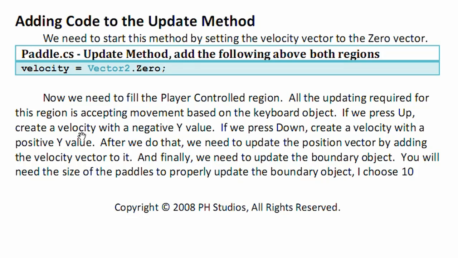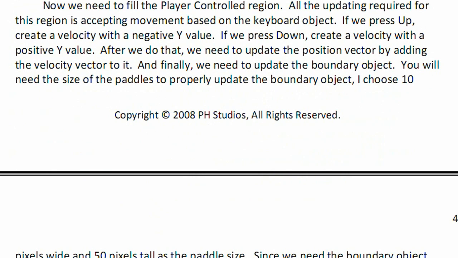And finally, we need to update the boundary objects according to the position and the size of our paddle, which I chose 10 pixels by 50 pixels, 10 pixels wide by 50 pixels tall. Now, since we update the position inside the regions, we need to update the boundary object for both paddles, so we will add that to the very end of the update method, below all regions.